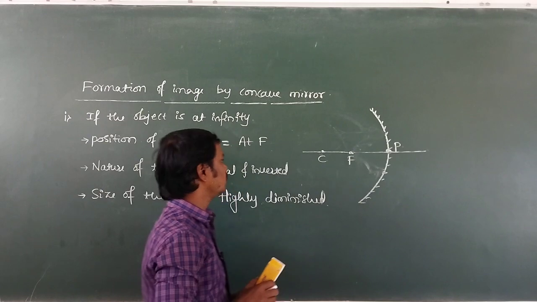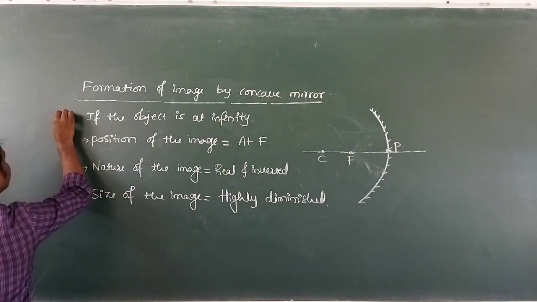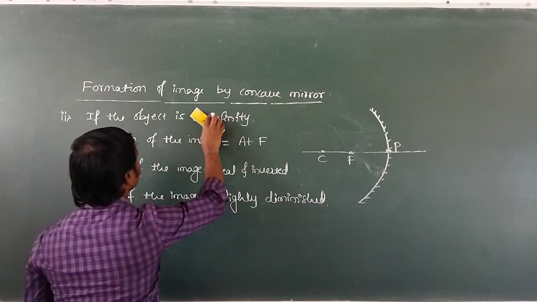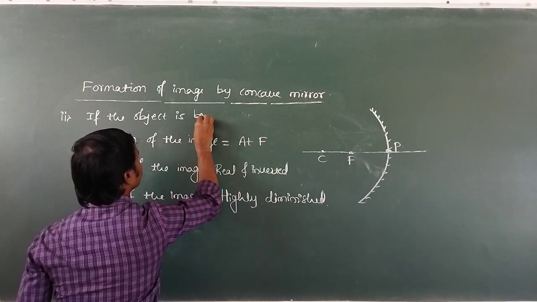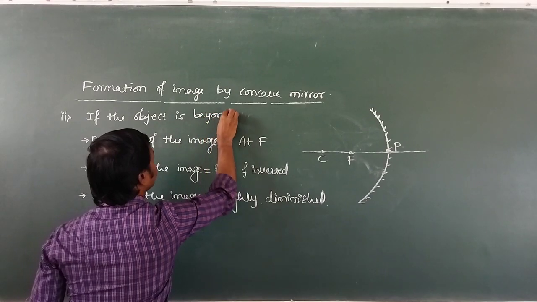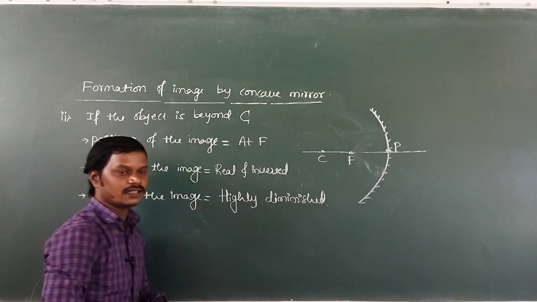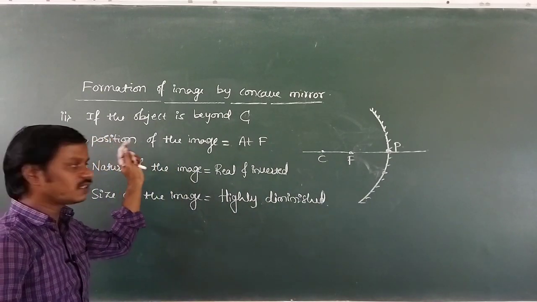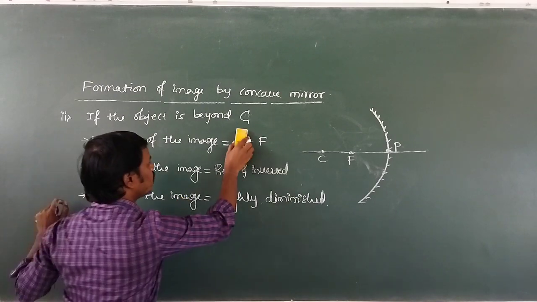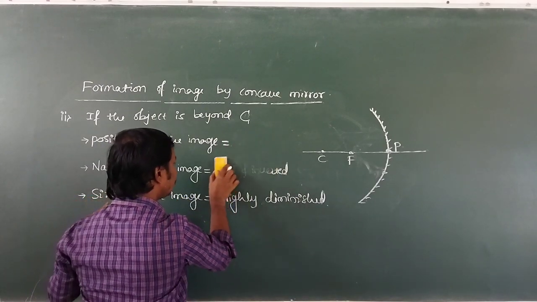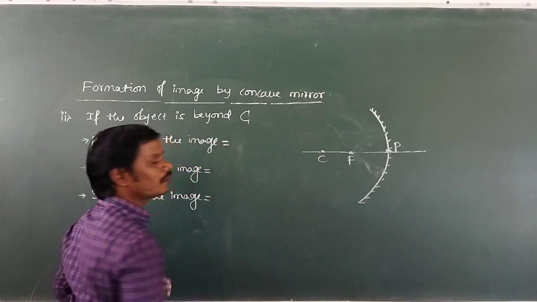Okay, next. So what is the next case? If the object is beyond C, it means we brought the object from infinity to beyond C. Okay, now we have to find the position of the image, the nature of the image, and the size of the image.